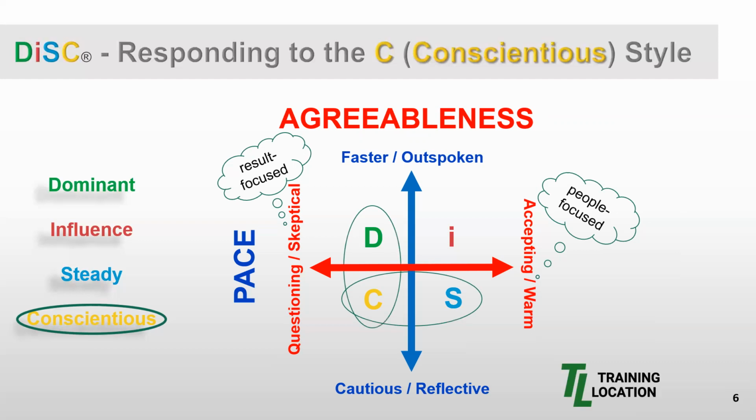For example, the CI relationship. Well, that's a good question. This is where we begin to see interaction between dissimilar styles that share neither pace nor agreeableness. So let's take a look.